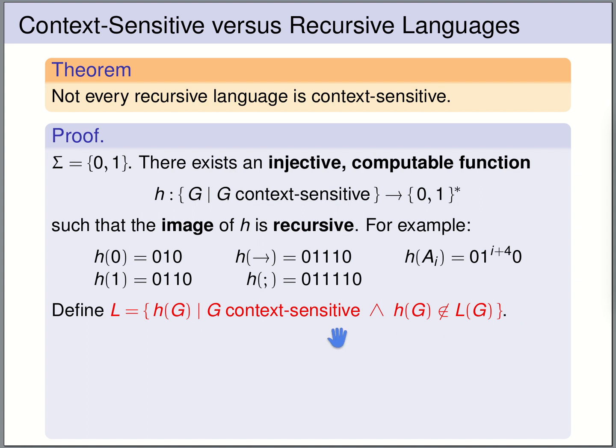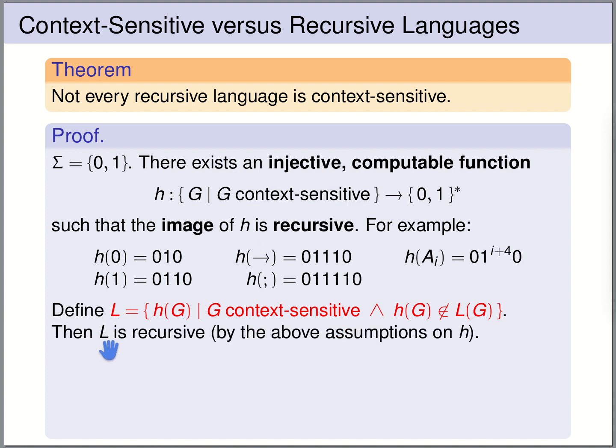Now, having such an encoding of context-sensitive grammars as words over 0, 1, we can define the following language L. We say that L consists of all codes of context-sensitive grammars, such that the code of the grammar is not in the language of the grammar itself. So the grammar G does not generate the code of itself. So we take all these codes that are not generated by the grammar itself into the language L.